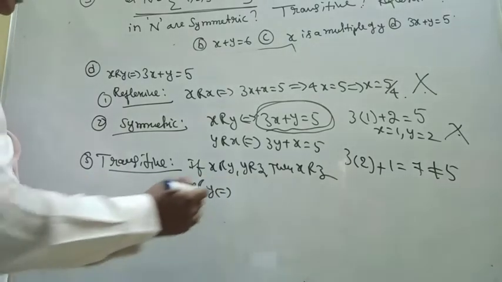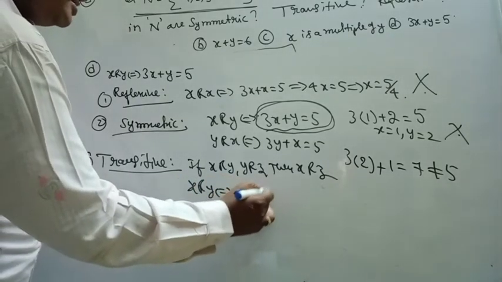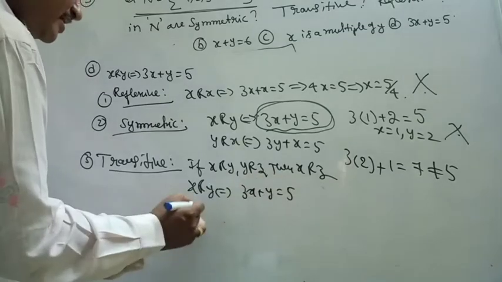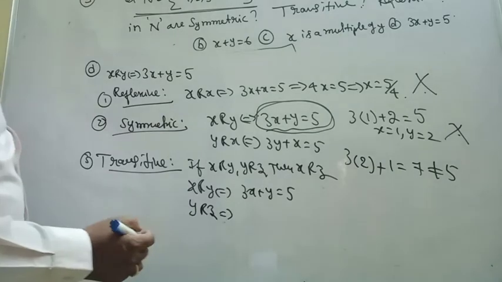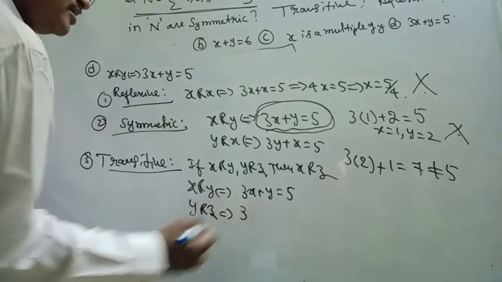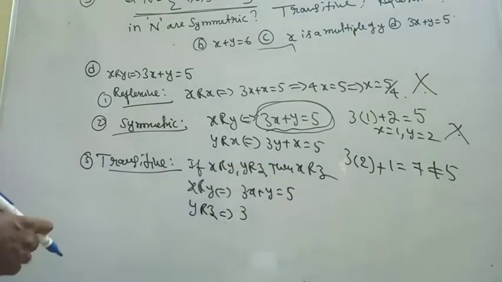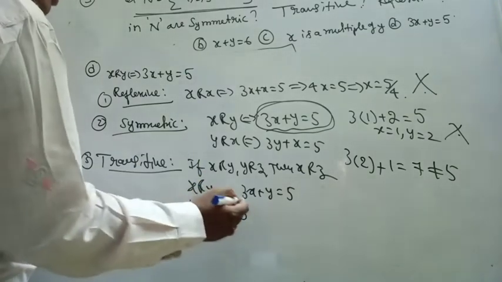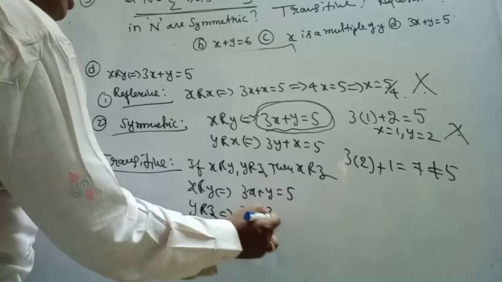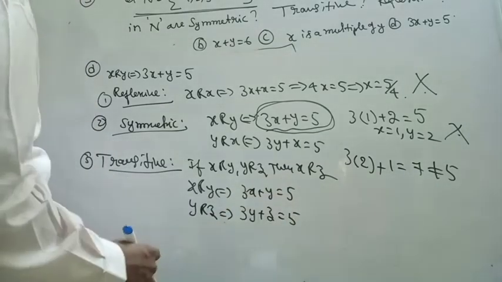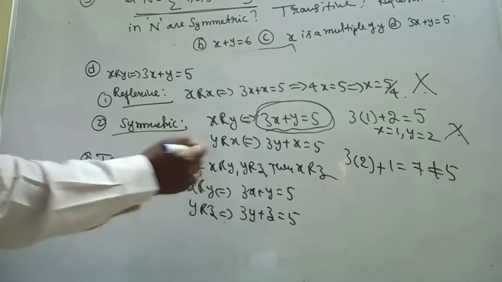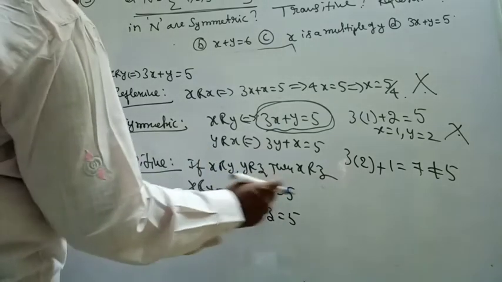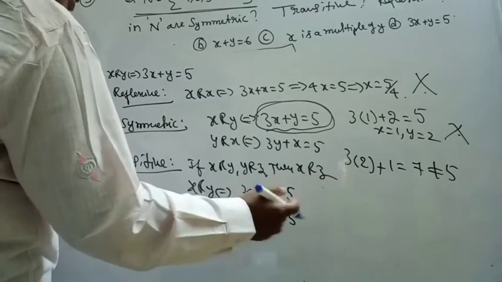x related to y means what? 3x plus y is equal to 5. y related to z means 3y plus z is equal to 5. Fine. Using these two, can you say that x is related to z? That means here 3x plus y equals 5 and 3y plus z equals 5.